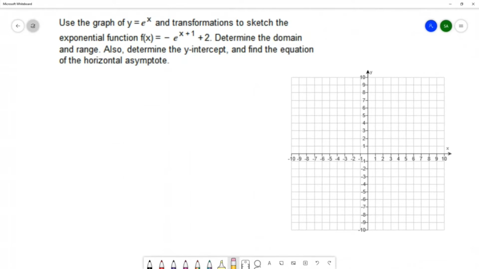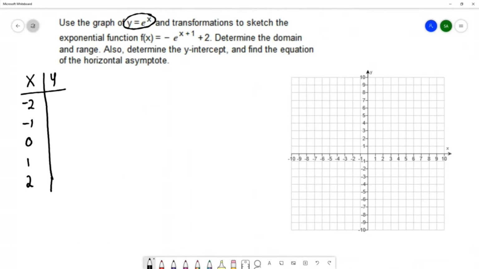The first thing we're going to start off with is sketching the graph of this basic function y equals e to the x. So I'm going to make a chart of x's and y's, and I'll use my standard set of x's, -2, -1, 0, 1, and 2. And we're going to substitute into the equation y equals e to the x.